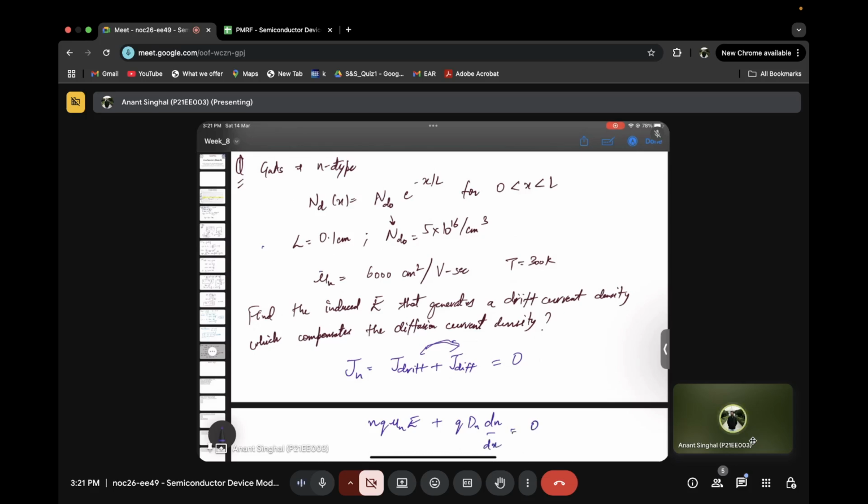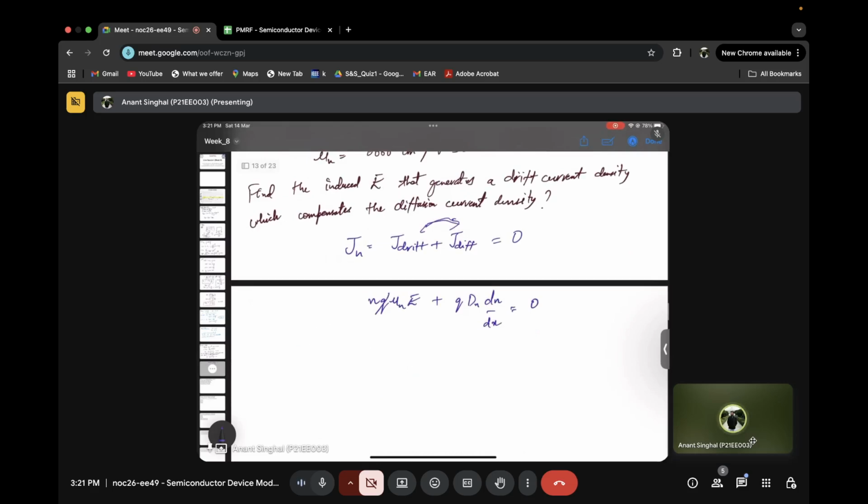Anyone, do you want to solve it? Okay, so let me solve them. So I have already the n function that is given. So if it is 0, so q will get cancelled out.